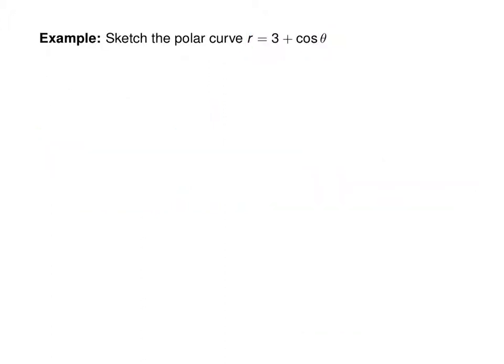Alright, next let's sketch r equals 3 plus cosine of theta. So once again, let's draw the Cartesian representation of the curve. So cosine of theta would start at 1, go down to -1 by pi, back up to 0, and then back up to 1. Now shifting that up 3 puts the highest point at 3 and the lowest point at, well, it was at -1, now be at, no, the highest point isn't at 3, it's at 4.